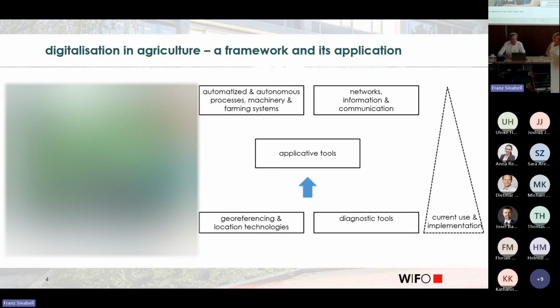From a conceptual point of view, we are at this stage here, where we use diagnostic tools and georeferencing technologies that help to operate these machines in the environment in a better way than human beings could do. And the next stage is that these tools are integrated in applicative tools, which is more or less already at the verge of this. And the final stage will be fully optimized equipment, which is integrated in networks where various machines communicate with each other, and therefore make it possible that platform and network effects can also be utilized, which is not the case yet here.